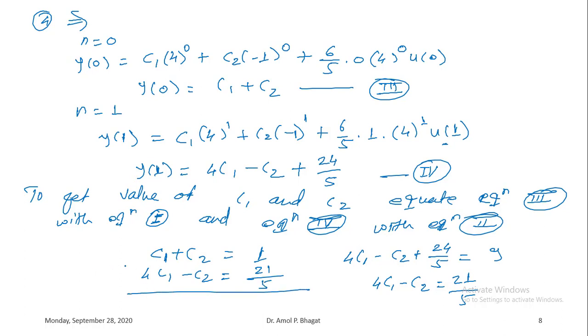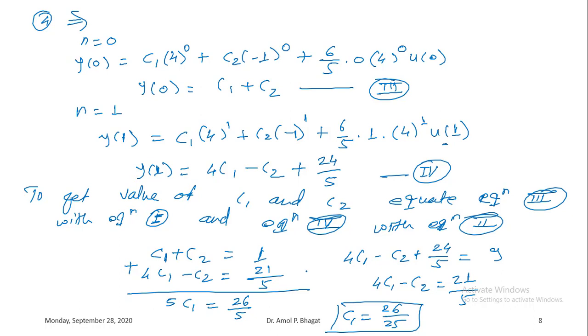So I will simply add these two equations. Again c2 will cancel, so 5c1 is equal to 21 by 5 plus 1, which is 26 by 5. What is the value of c1? If I send this 5 to the right hand side, c1 is equal to 26 by 5 multiplied by 1 by 5, which is 26 by 25.